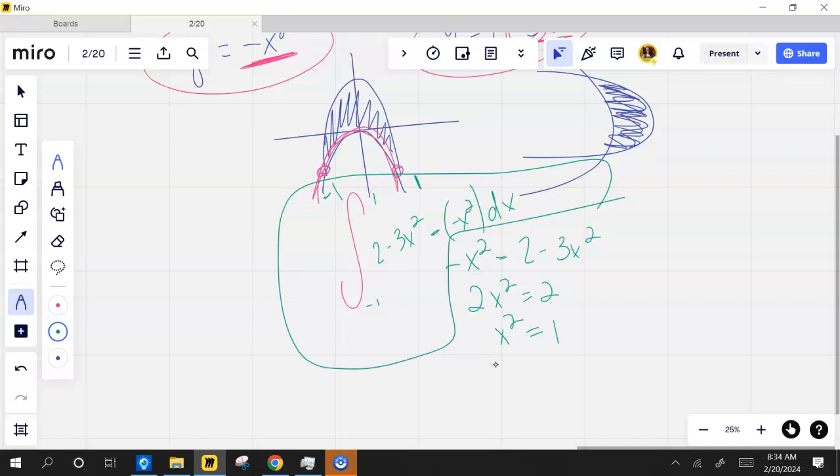You never seen Peppa Pig before? No. Okay. Anyway, moving right along.